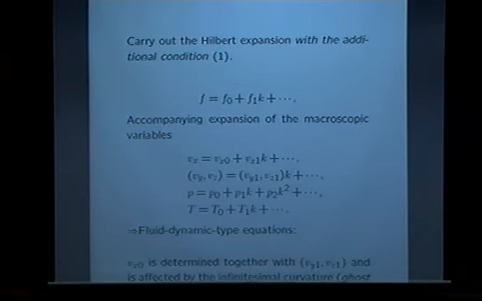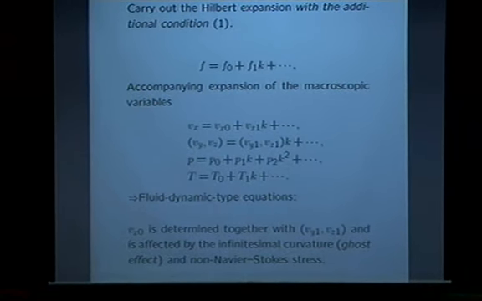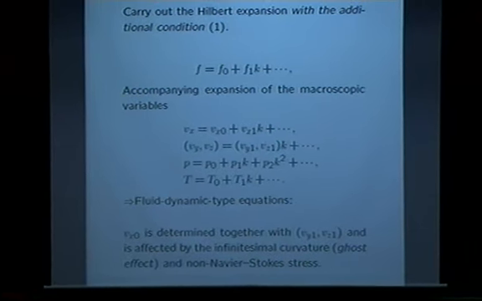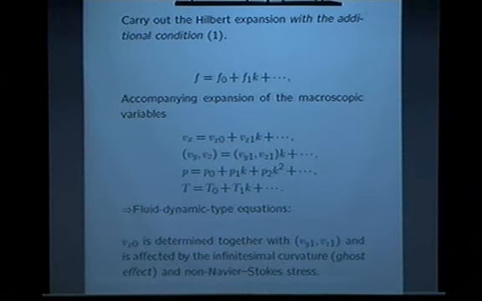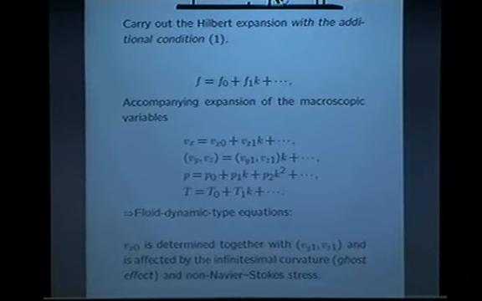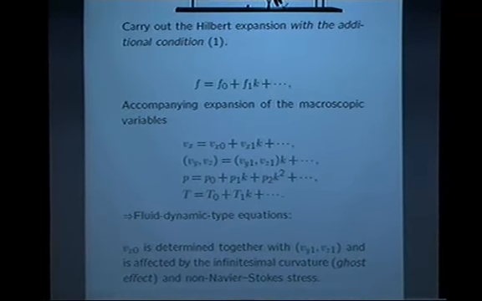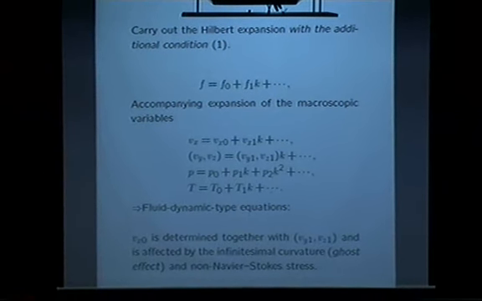For small Knudsen number, we carried out the Hilbert expansion, in which the distribution function is expanded in terms of the Knudsen number, with an additional condition. The additional condition means that the curvature also goes to 0, with a speed of the square of the Knudsen number.